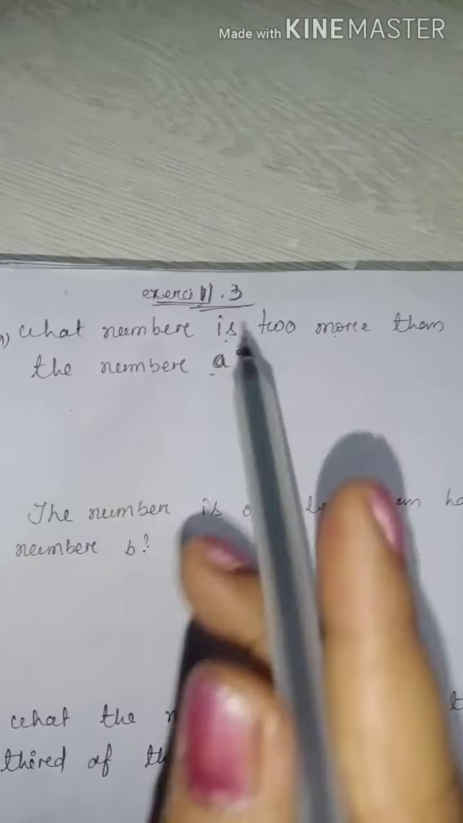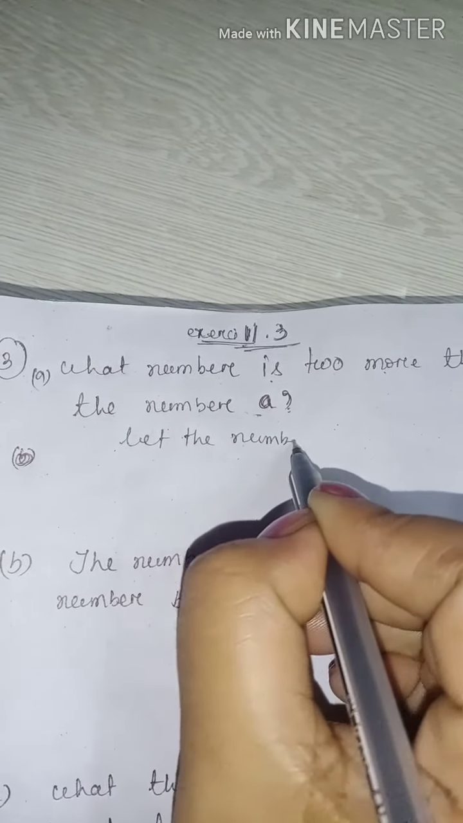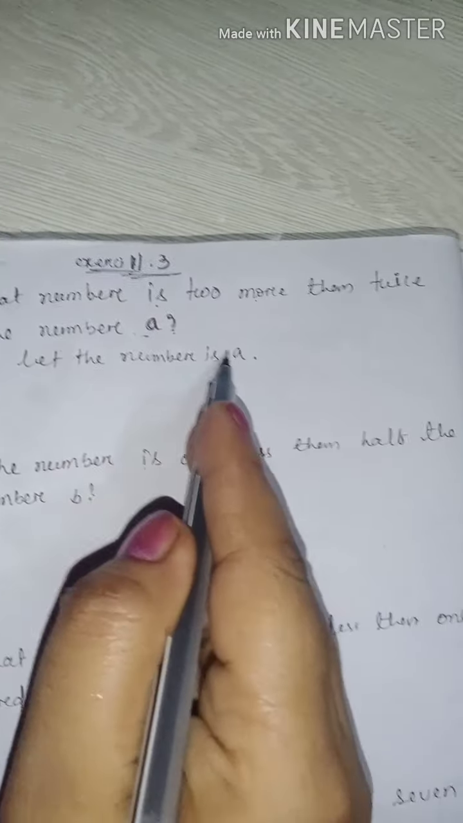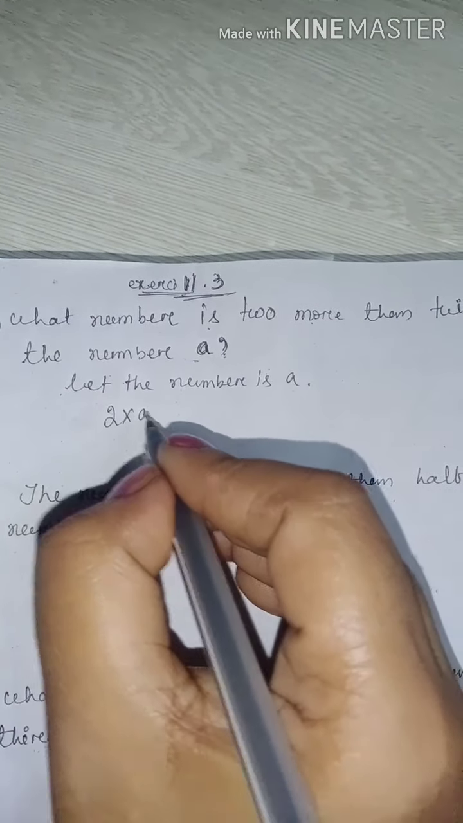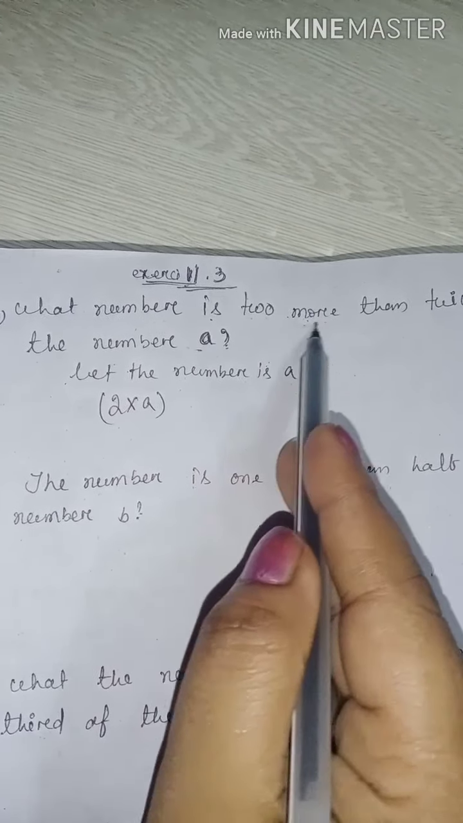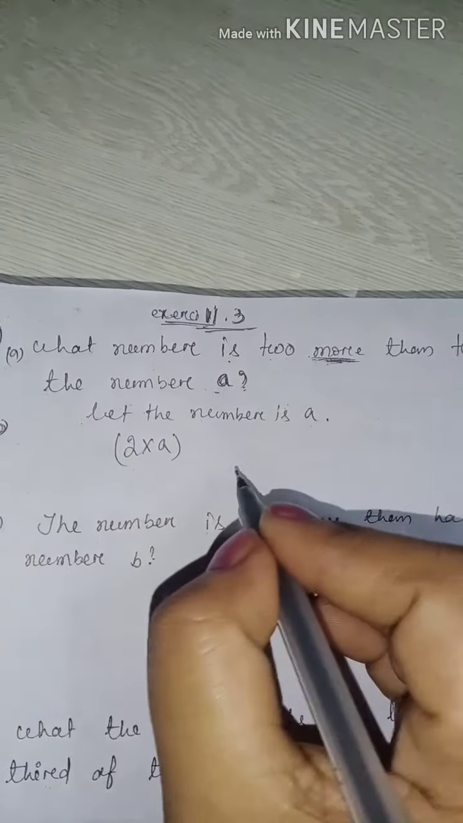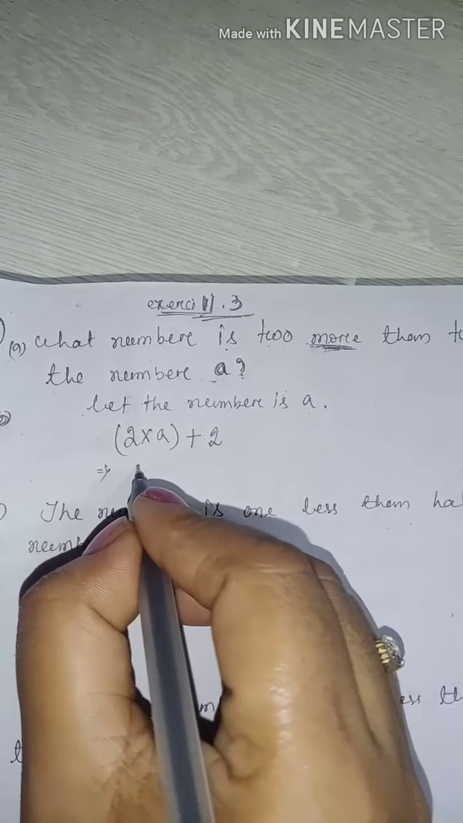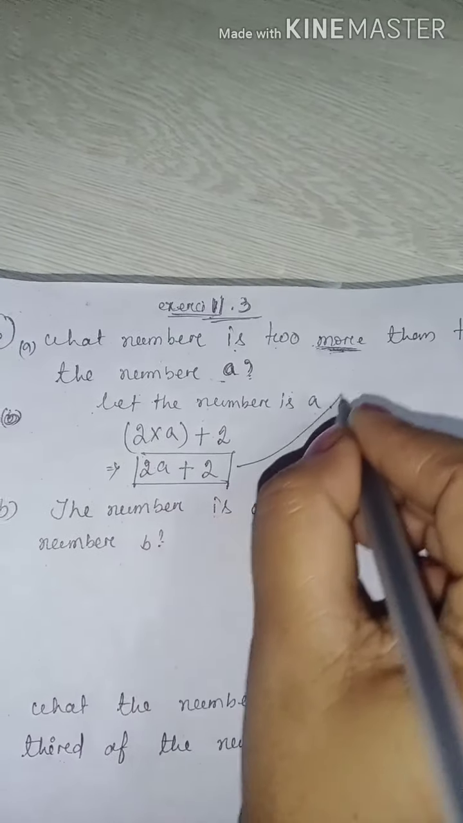Suppose, let the number be A. The number is given as A. Twice means 2 into A. Then 2 more. More means addition. Okay, more means addition, less means subtraction. Plus 2. What is the answer we are getting here? At last, 2A plus 2. This is the answer of this question.